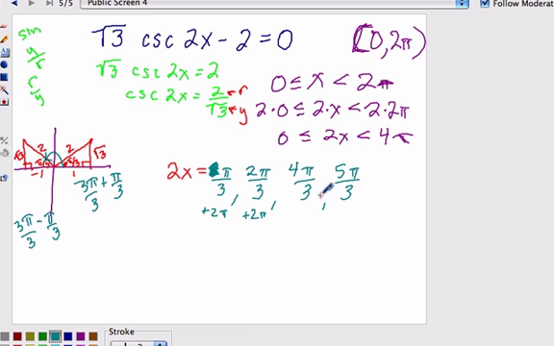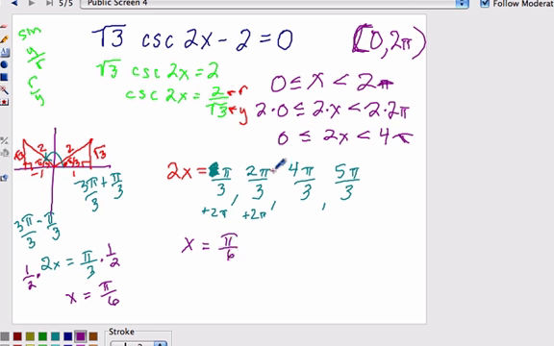So now I have these equations. Now I need to solve this for x. So remember, if I had 2x equals pi over 3, that's this part of this interval, I could solve that by dividing both sides by 2 or multiplying both sides by 1/2. And that gives me x equals pi over 6. Okay? And you need to do the same thing to all 3 of these. So you're going to get x equals pi over 6.